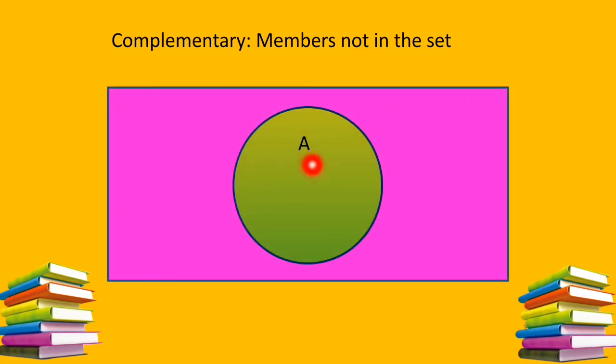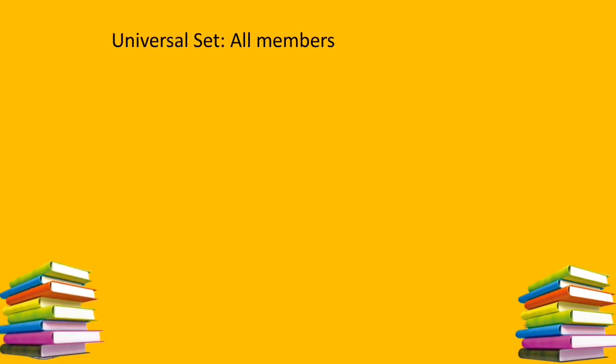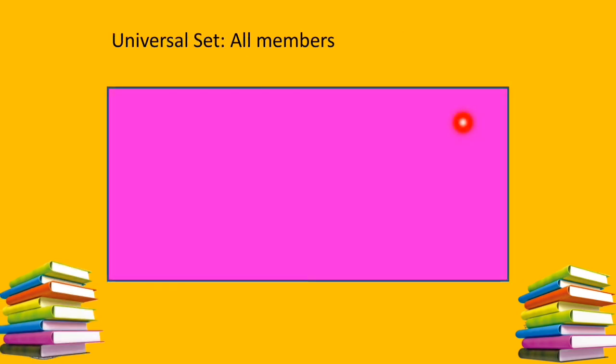Okay, the next one is the complement, which means members not in A. So A complement means all the area which is outside A. This area, represented in pink color, is known as A complement. Universal set means all members, so this whole area is the representation of the universal set.